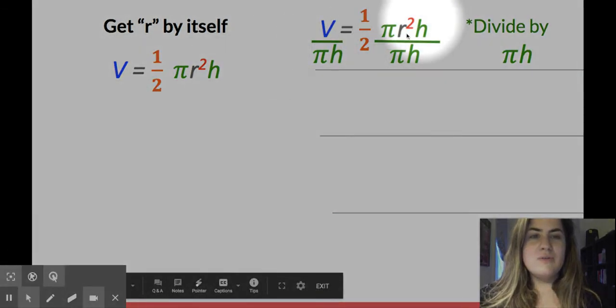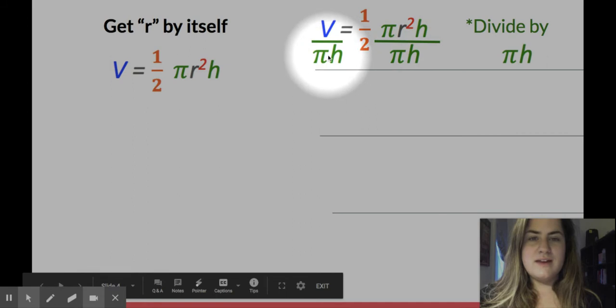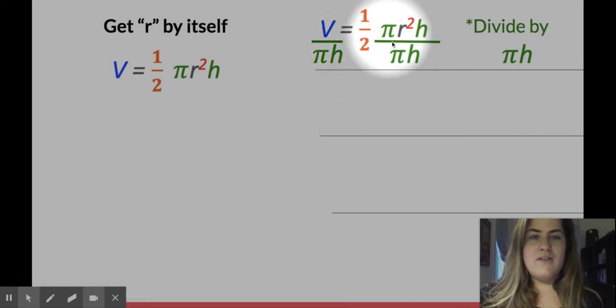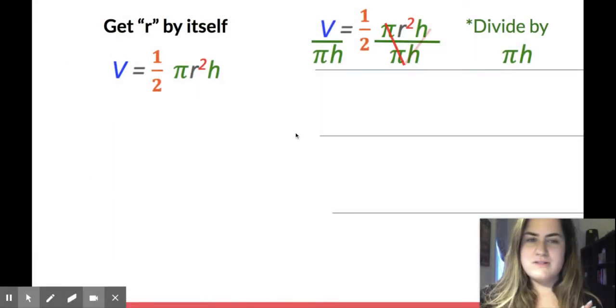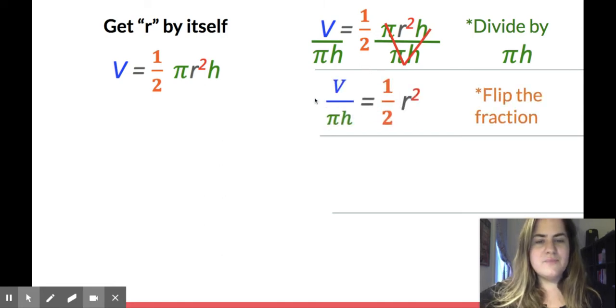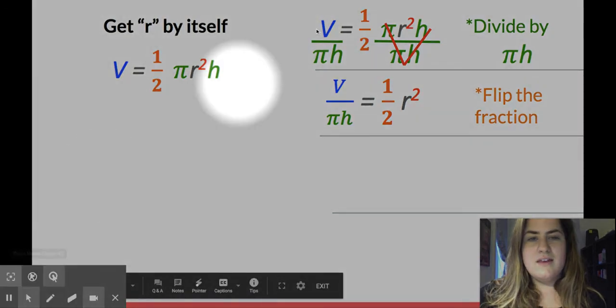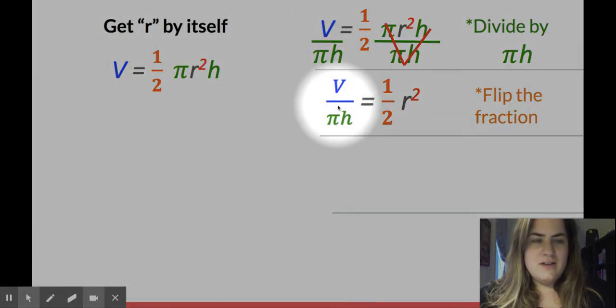Whatever I do on one side, I have to do the exact same thing on the other. Now I have h divided by h and pi divided by pi. When I have two things divided by themselves, I just cross those two things out and they are gone. The only thing left over on the right side is my 1/2 r squared. And then the left side, I just took this and brought it down exactly how it is.